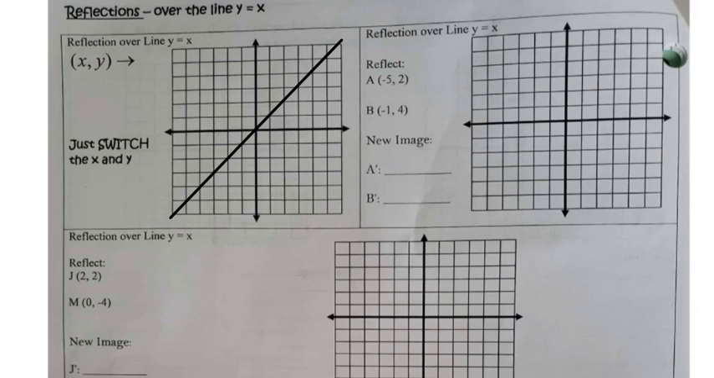That is the line. Now, on the cheat sheet, you're going to be able to use it. It's a very simple thing for the line y equals x. I'm going to show it to you right now. So first off, it just says right here, you just switch the x and the y. That's all you do. Okay? That's all we're doing. You just switch them.